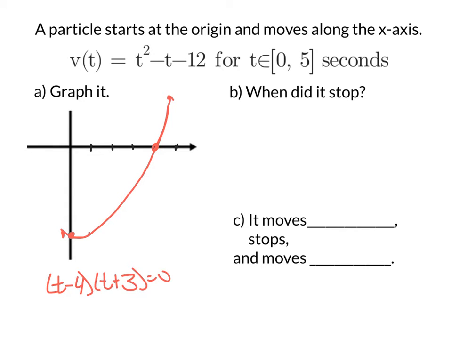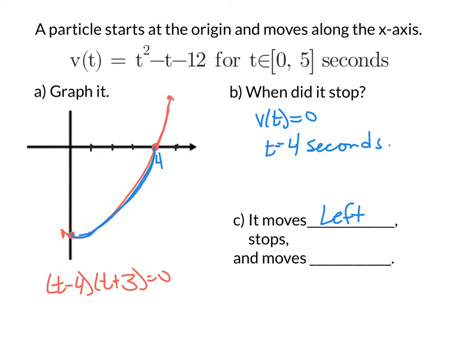The question I want to know is, when will it stop? Well, a particle is going to stop when its velocity is 0. That's going to happen at 4, so after 4 seconds. So this particle is going to start at the origin, and because the velocity on this interval is negative, it's going to move to the left for 4 seconds. Then it's going to stop. And after that, its velocity is going to become positive, so it's going to start moving to the right.